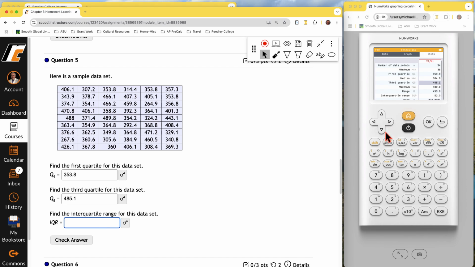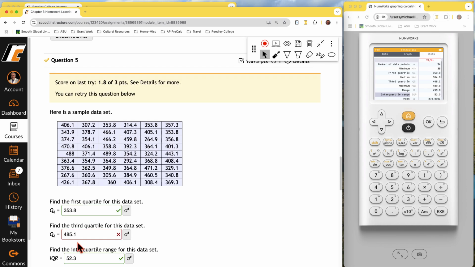It actually has it. A lot of calculators, they don't do this part. So interquartile range is Q3 minus Q1. You could do it from the values you've got, but it's 52.3. It gives it to us. Let's check our answer. I hope I'm right, because if not, it means I entered something wrong.